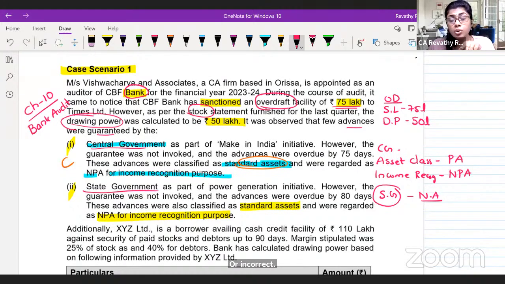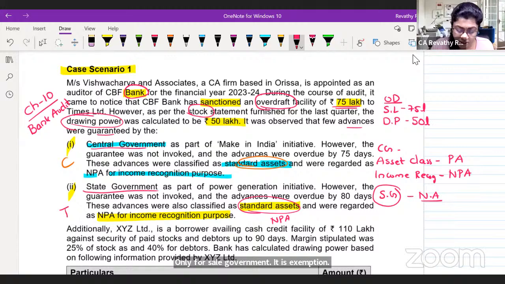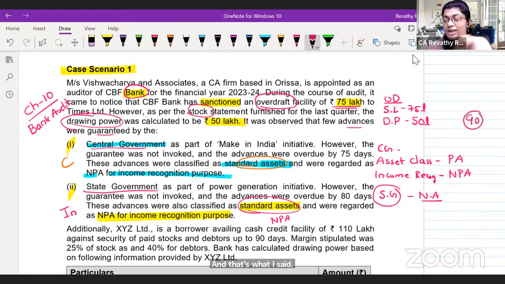See, here also overdue, but it is not central government, state government. For the state government, once it is overdue, it will be NPA. There is no exemption. Only for central government, there is exemption. So, this is incorrect. It should be NPA. That's what I said. You guys are mixing up with 90 days. 90 days is for the usual case.